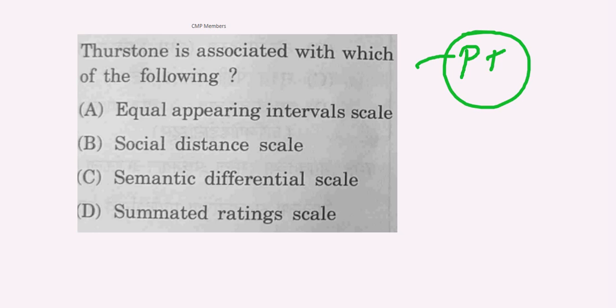Option A, equal appearing intervals scale. Option B, social distance scale. Option C, semantic differential scale. And option D, summated ratings scale. So what is the correct answer? What do you think, is it option D, C, B, A? Quickly analyze yourself and try to answer in just 5 to 10 seconds.